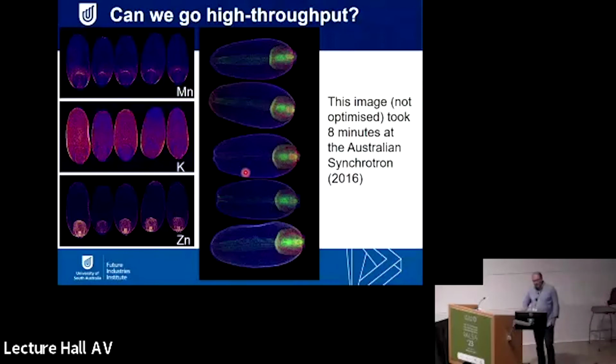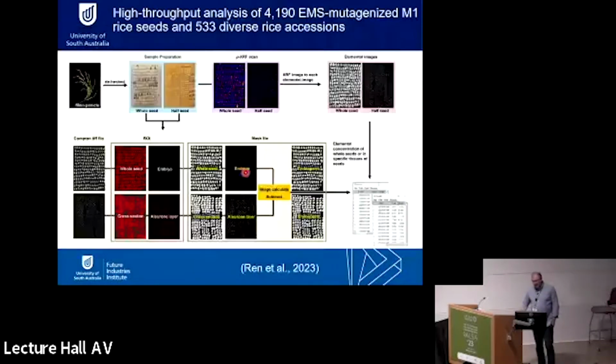In the last few years, we have used this system to do high throughput screening. This is a 3 day experiment. We did analysis of over 4,000 EMS mutagenized rice seeds and 533 different rice accessions. You end up with a lot of data, I can tell you. We have devised an analytical pipeline, again in ImageJ, which has just been published in New Phytologist.